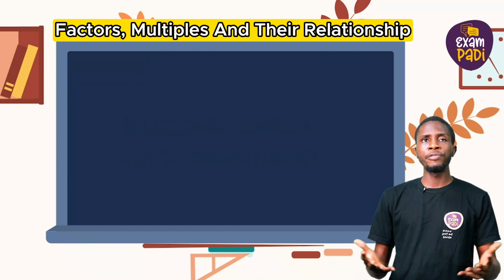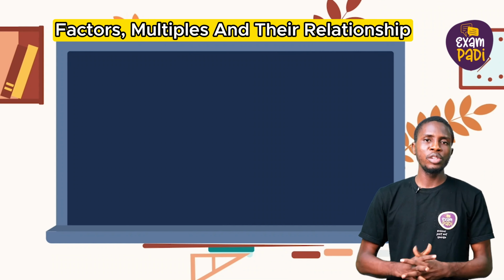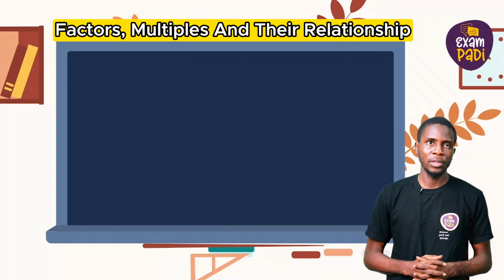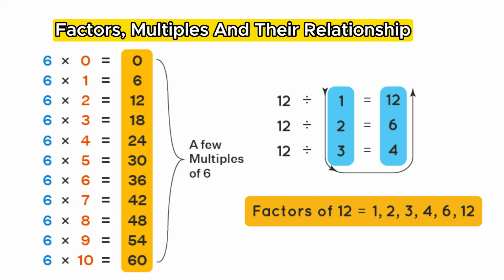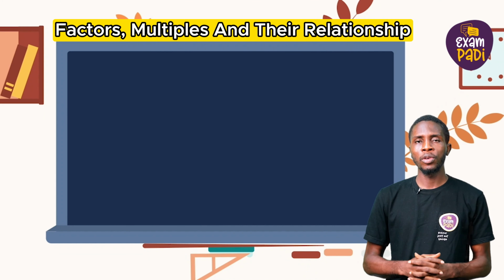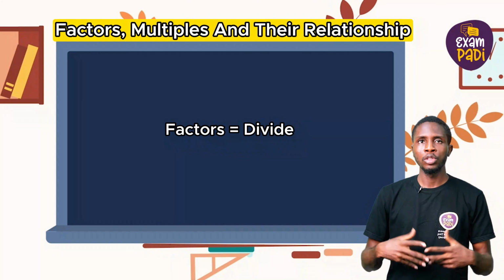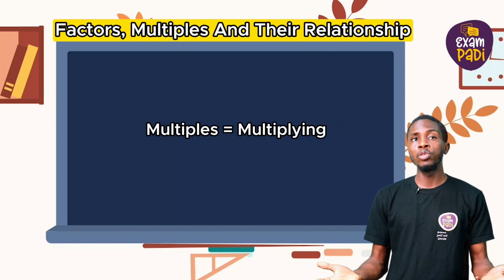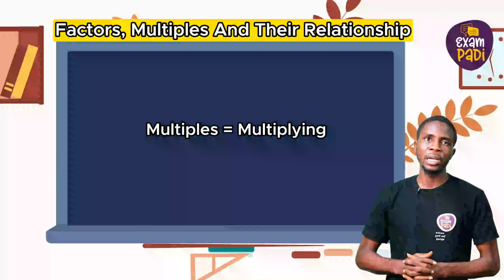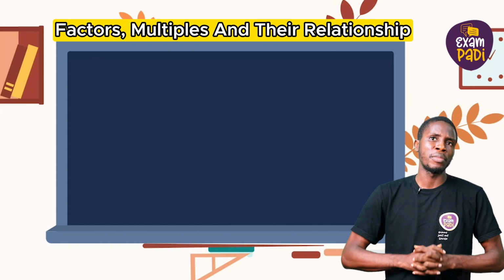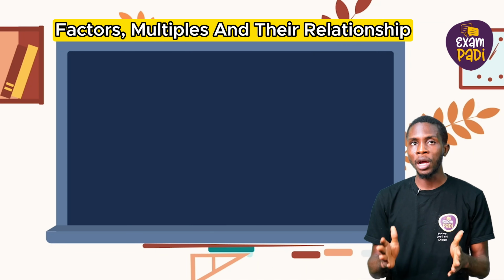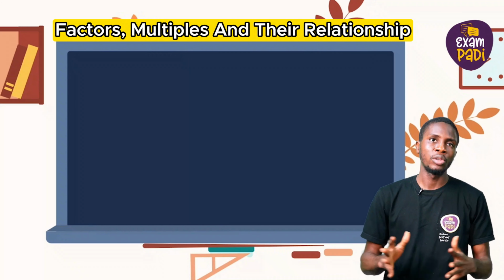The relationship between factors and multiples are closely related in mathematics. The multiples of a number are all greater than or equal to the number, while the factors of a number are all less than or equal to the number. In a nutshell, when looking for factors, you are dividing, and when you are looking for multiples, you are multiplying. These concepts are fundamental in many areas of mathematics, including fractions, ratios, and algebra.